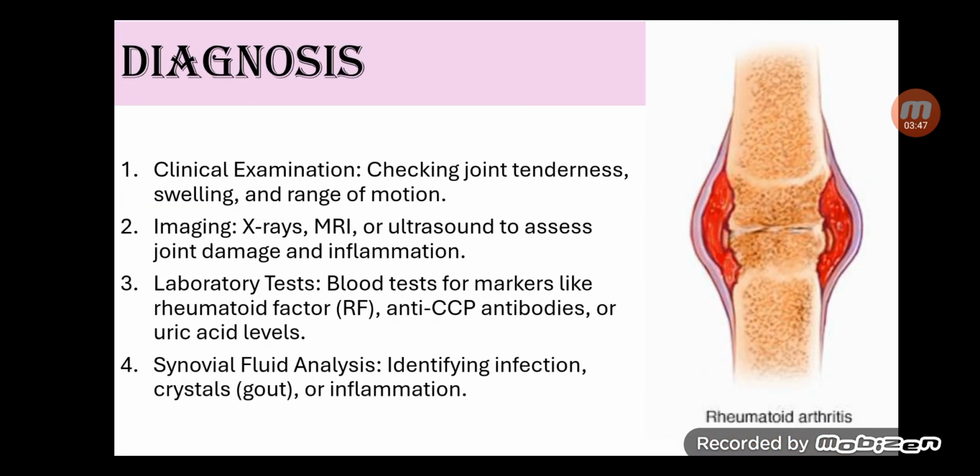Now let's talk about the diagnosis of arthritis, how we are gonna diagnose this. The first thing we do is clinical examination, that is checking joint tenderness, swelling and range of motion. Then we can also do imaging, that includes x-rays, MRI, ultrasound to assess joint damage and inflammation. Then we can also do laboratory tests, that is blood tests for markers like rheumatoid factor, anti-CCP antibodies or uric acid level. Then we can also do synovial fluid analysis, that is identifying infection, crystals or inflammation. So this is how we diagnose arthritis and what type of arthritis it is.